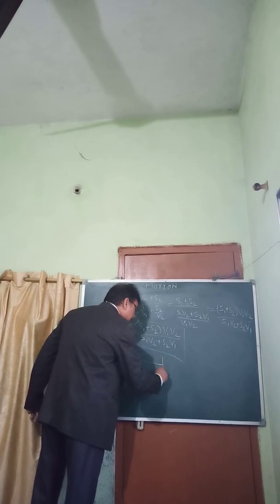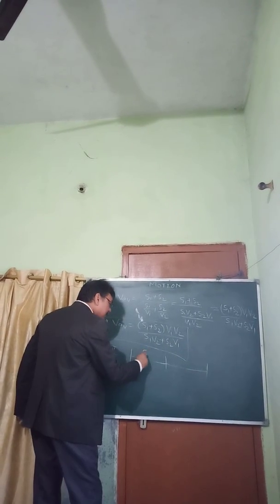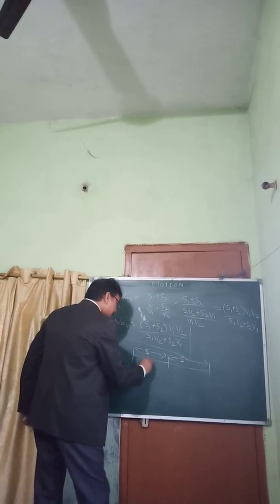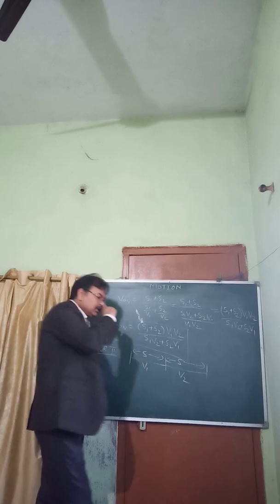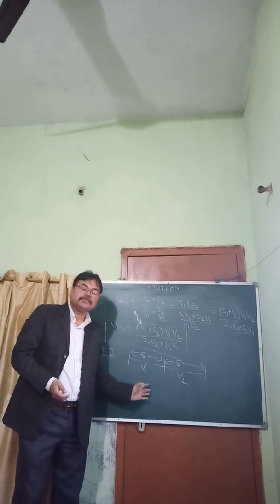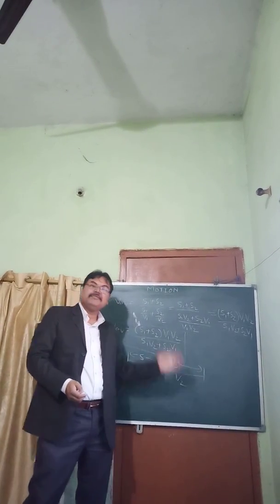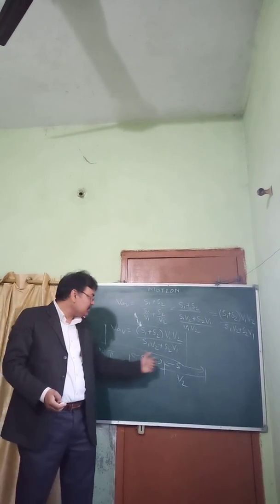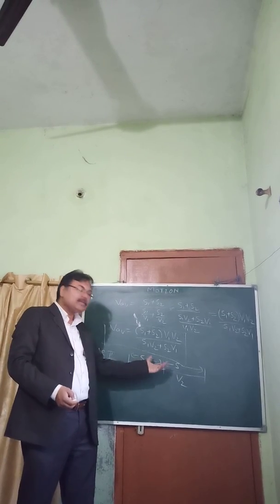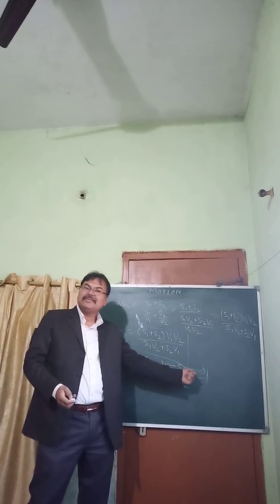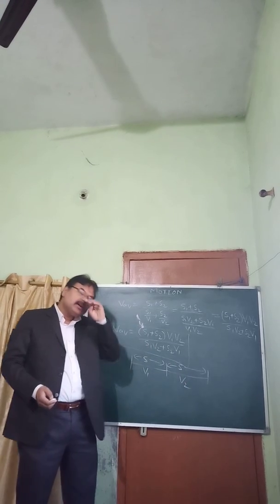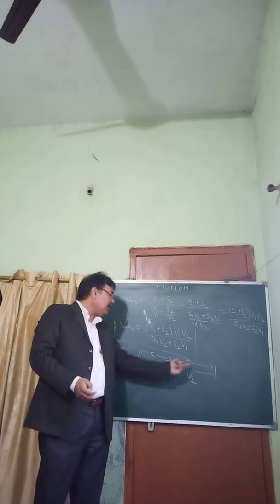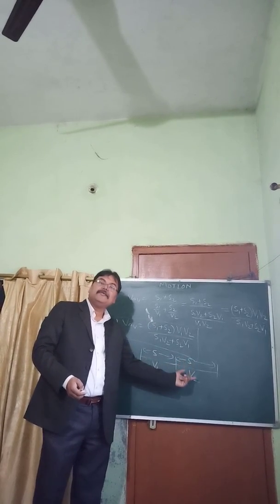Suppose the body covers equal distance. This is also S and this is also S. Suppose body covers half of the distance with speed V1 and half of the distance with speed V2. Half of the distance means half of total journey. That is, total journey is how much? 2S. So rather than taking total as S, I have taken total as 2S. So that calculation becomes easy for us. So S distance traveled by speed V1 and remaining S distance is traveled by speed V2.